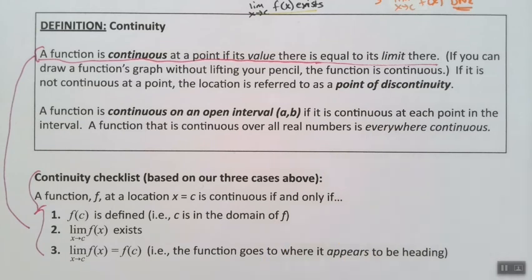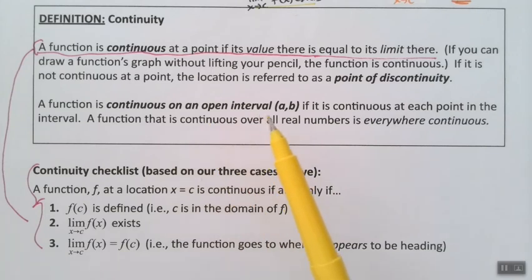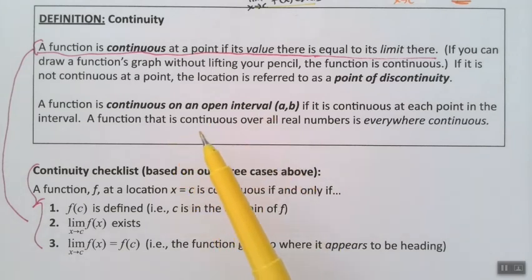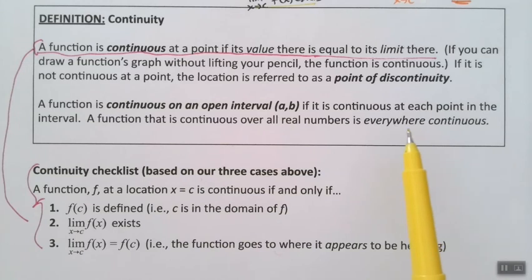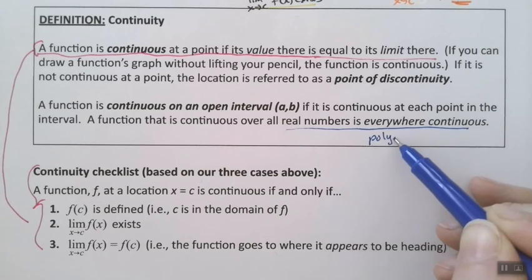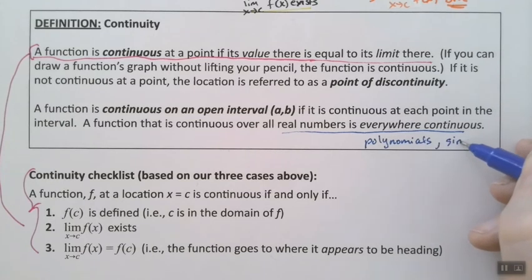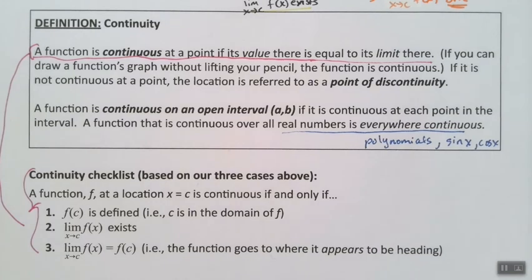A function is continuous on an open interval. Those are parentheses right there. So it's continuous on an open interval if it is continuous at each point within the interval, right? So a function that is continuous over all real numbers is considered to be continuous everywhere. And we've seen a lot of those because if you think about all the polynomials that we saw, polynomials in general are continuous everywhere. Or sine and cosine, those are continuous everywhere. Sine of x, cosine of x, right? There's no breaks, there's no holes, they're just wave functions that go on forever and ever.